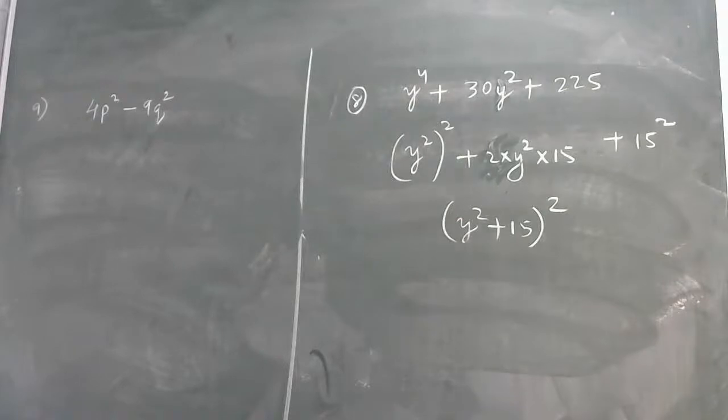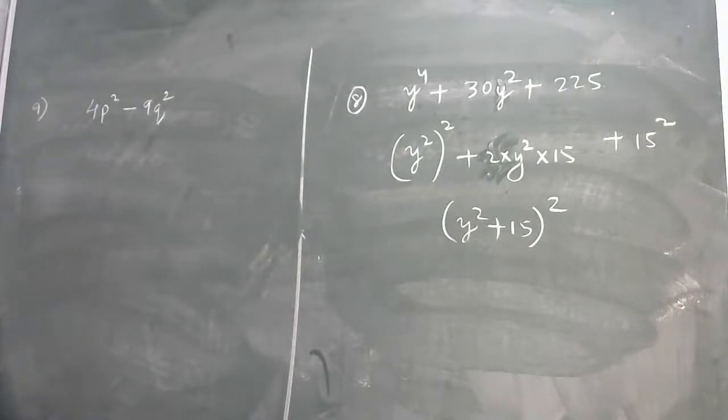Anushka, tell us again. A plus b into a minus b. What is the value of a here? 4p square. 4p square. Sir, 4p.